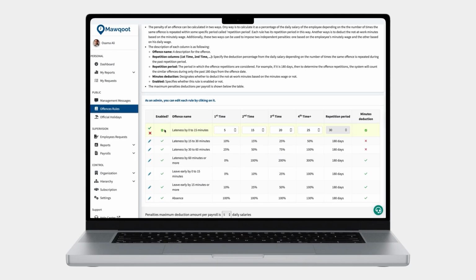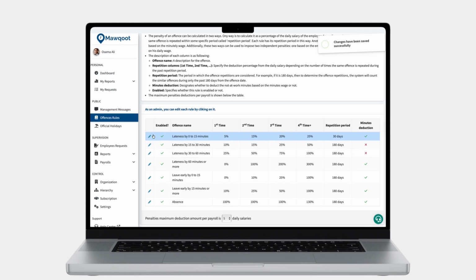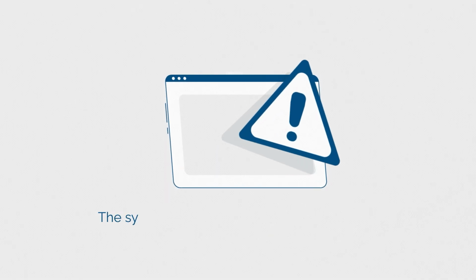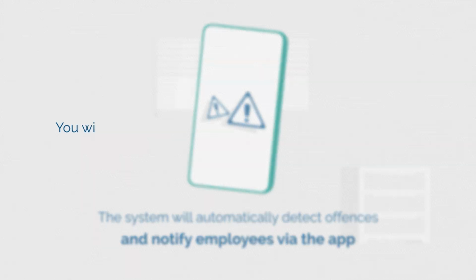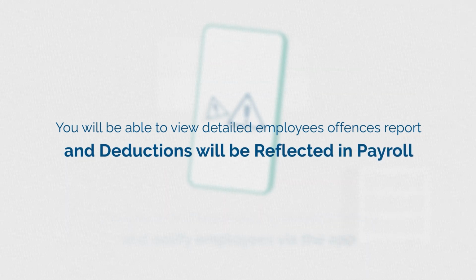After finishing, make sure to enable the rule and save. The system will automatically detect offenses and notify employees via the app. You will be able to view detailed employees' offenses report, and deductions will be reflected in payroll.